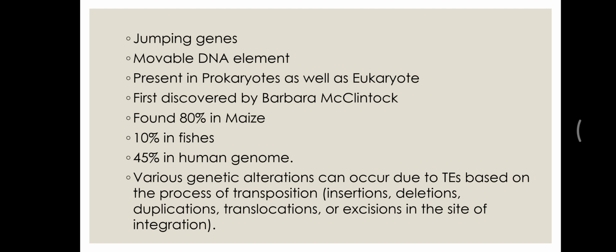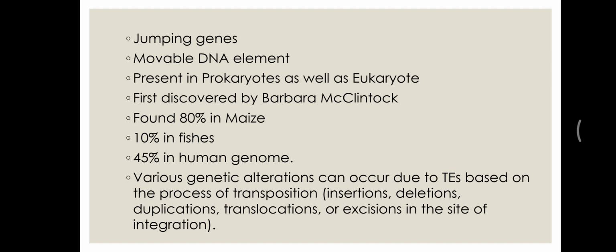They are present mostly in prokaryotes as well as in eukaryotes. It was first discovered by Barbara McClintock when she was studying cytogenetics in maize plants. Thus, transposons are most probably found in 80% in maize plant, while 10% found in fishes, and as well as it can be found in human genome as 45%.